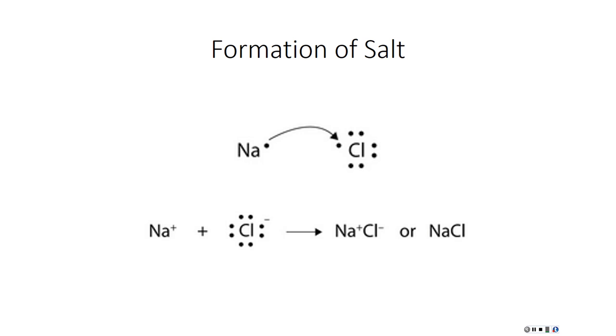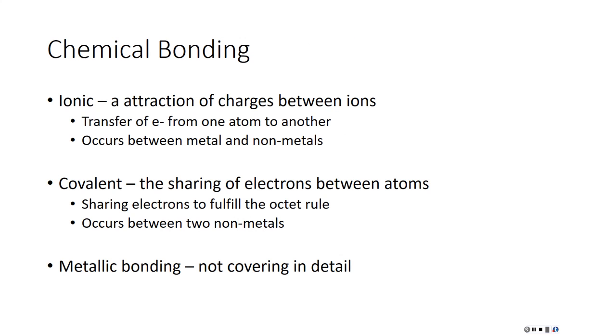And you can explain this using our dot diagrams. Does that kind of make sense? I mean, we're going to talk a lot about this as we go through, but okay. So, as I said, this is one type of bonding that occurs. There are actually 3 major types of bonding. We're only going to talk about the first 2. I just want to mention the third one so that you're familiar with it.